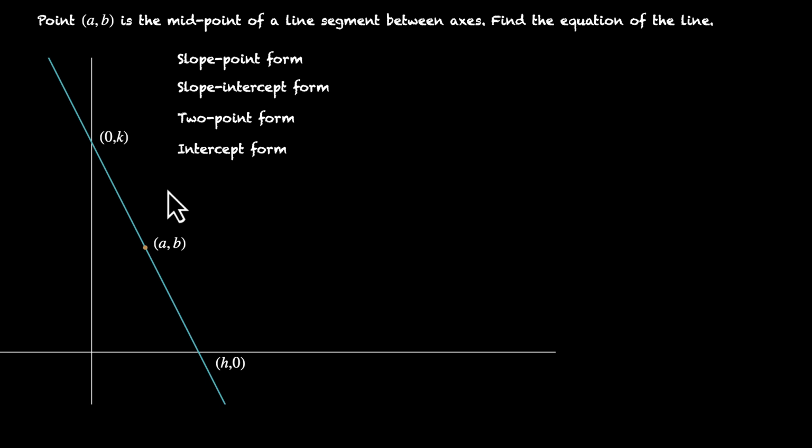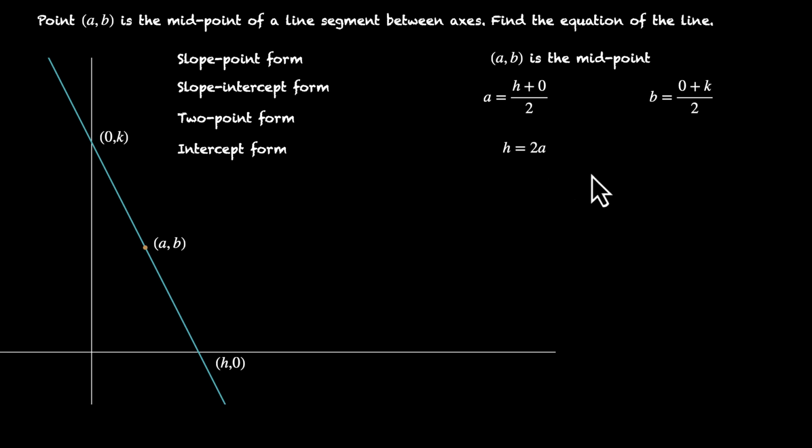We can use the midpoint formula. A comma b is the midpoint, which means if we want to figure out the coordinate a, we can take the average of h and 0, the x coordinates. So a is (h plus 0) by 2. Similarly, b is (0 plus k) by 2, the average of the y coordinates. By writing things like this, we can relate h with a and k with b. So this gives us h is equal to 2a and k is equal to 2b.